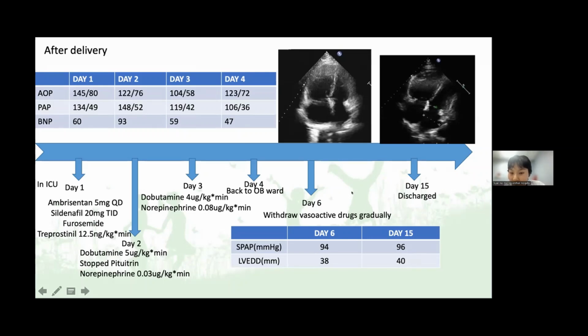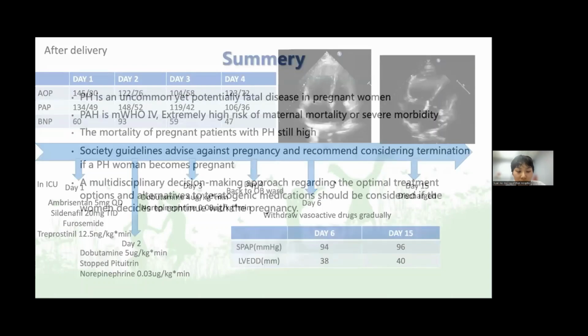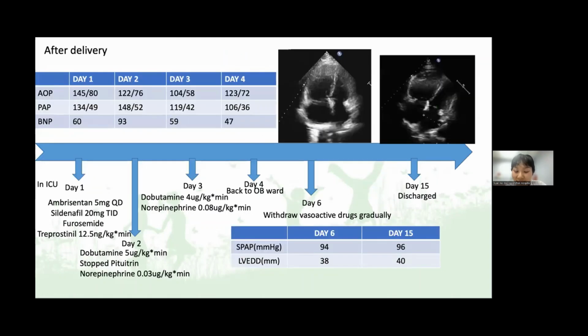We can see the patient's echocardiogram showed a gradual decrease of the systolic pulmonary artery pressure and a gradual increase in the left ventricle dimension. And this patient visited our clinic about 1 week ago, and fortunately, she stayed in very stable clinical condition. So this patient is still under our close follow-up.